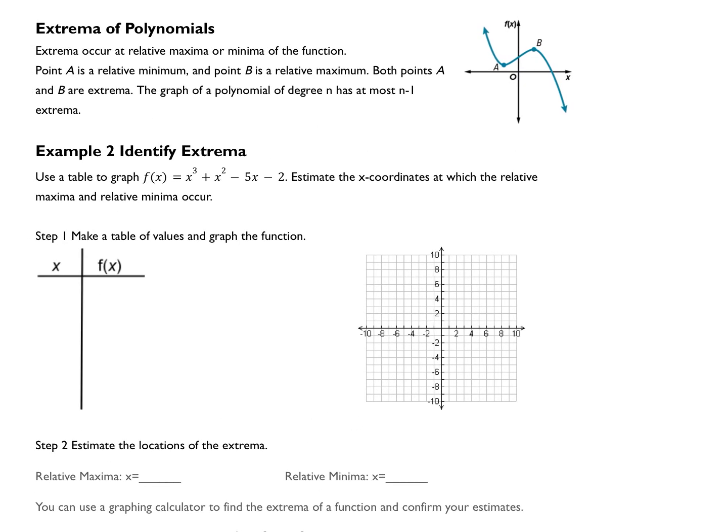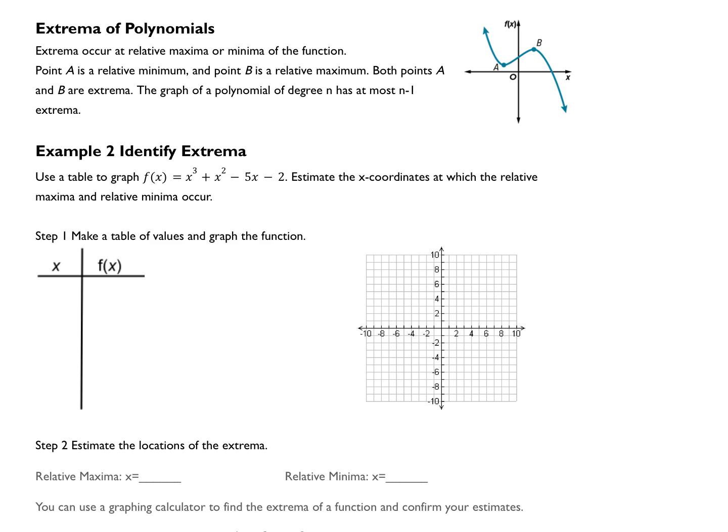It's not the absolutely lowest point of the graph, but it's lower than the points directly to its left or right. Point B is a relative maximum. Again, it's not the highest point of the graph, but it's higher than the points around it. And both points A and B are considered extrema.